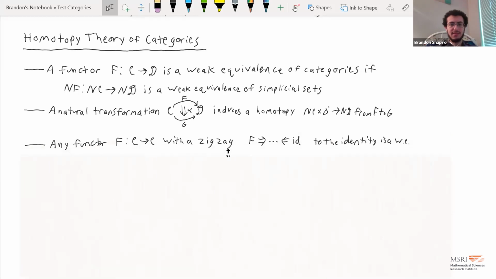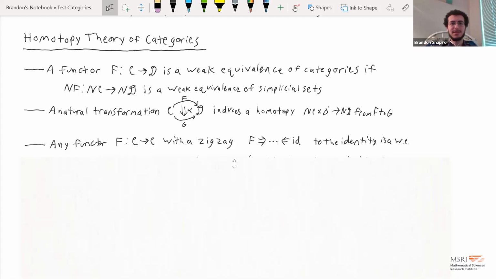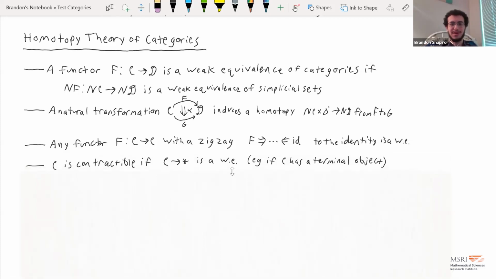So what that means is, because we don't care so much about the direction of our homotopies, we can say that an endofunctor is a weak equivalence if it has a zigzag of natural transformations to the identity. Because in simplicial sets, this is just going to be a zigzag of homotopies, and when you realize the spaces, it becomes an honest homotopy. So this gives us a powerful tool.